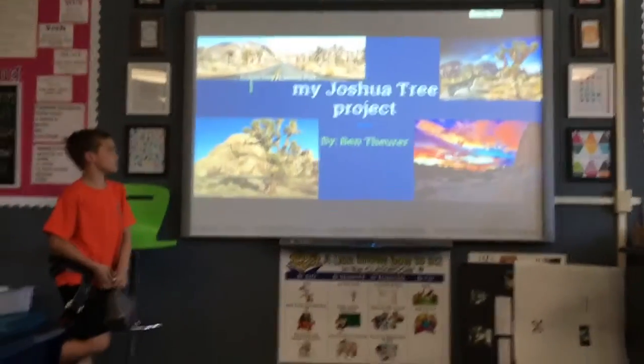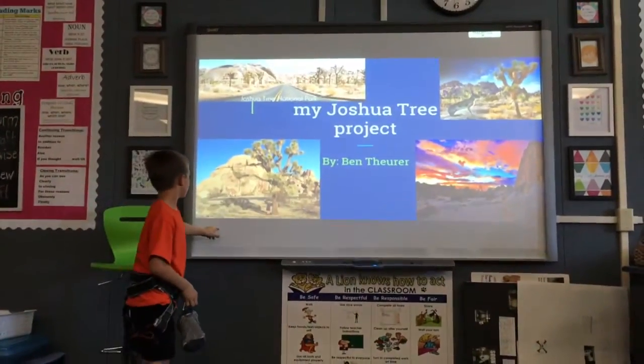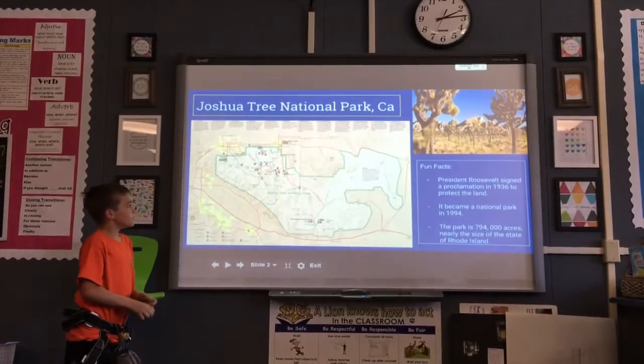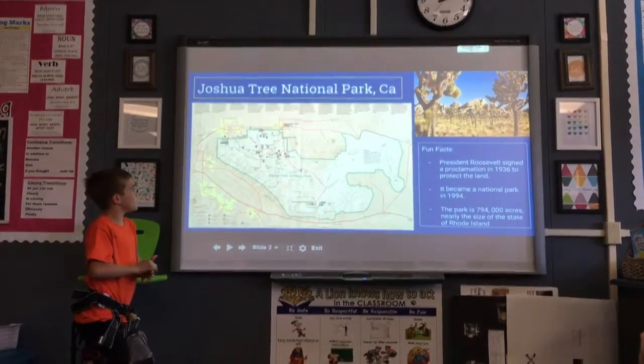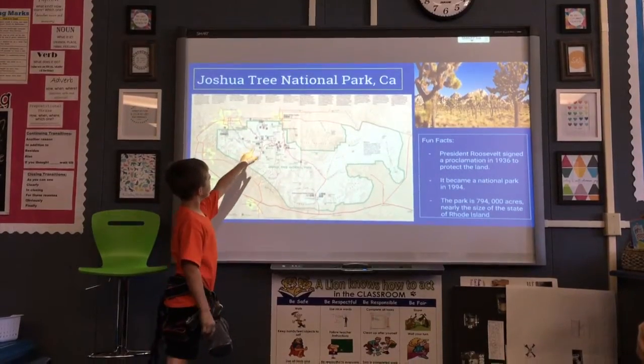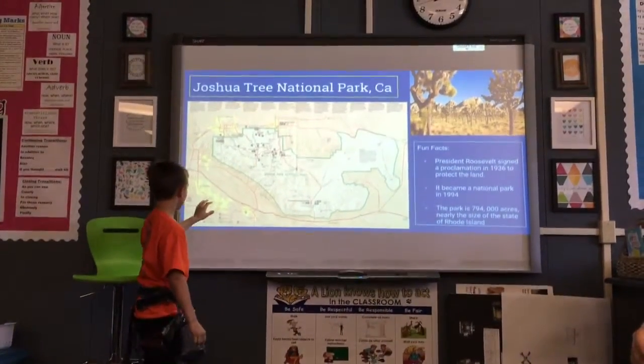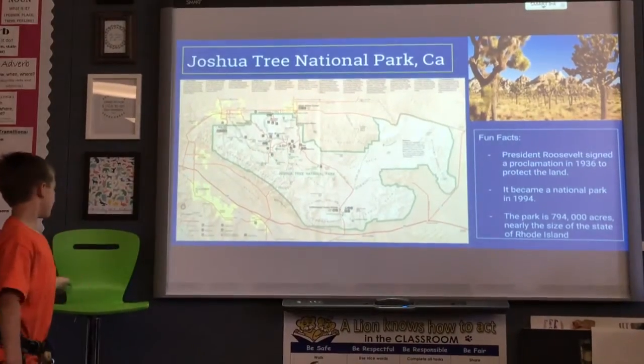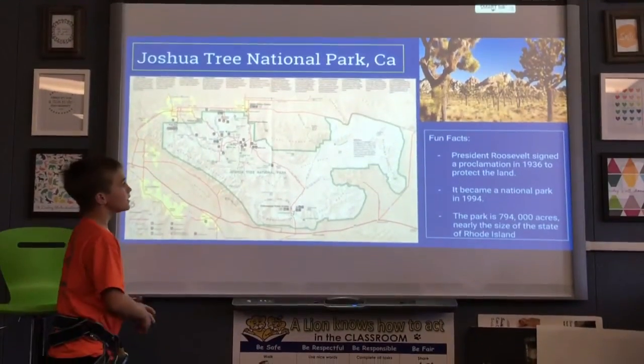The Joshua Tree National Park project. Joshua Tree is located in California, and right here is Hidden Valley, and right here is Palm Springs, and we're way down to the bottom left.